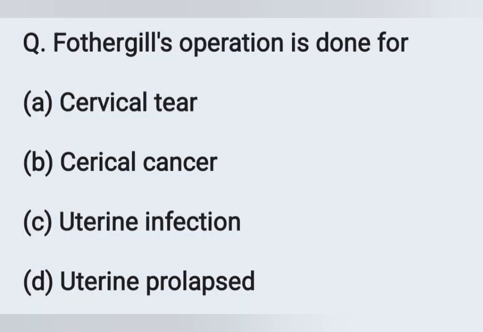And the next question. Fothergill's operation is done for. Option A, cervical tear. Option B, cervical cancer. Option C, uterine infection. Option D, uterine prolapse. Fothergill's operation is done for uterine prolapse. Option D is the correct answer.